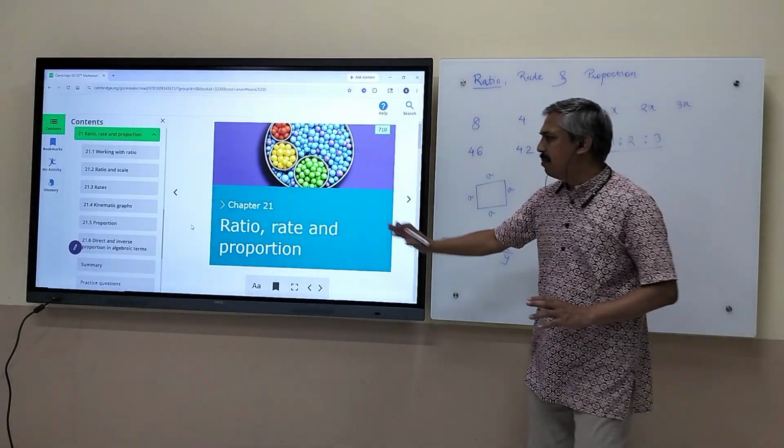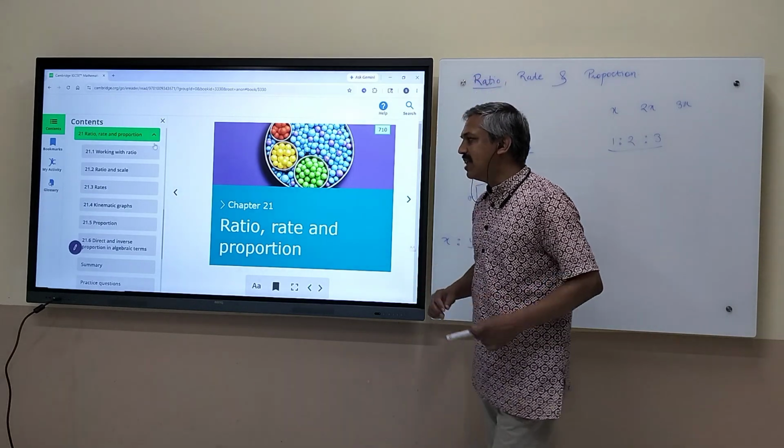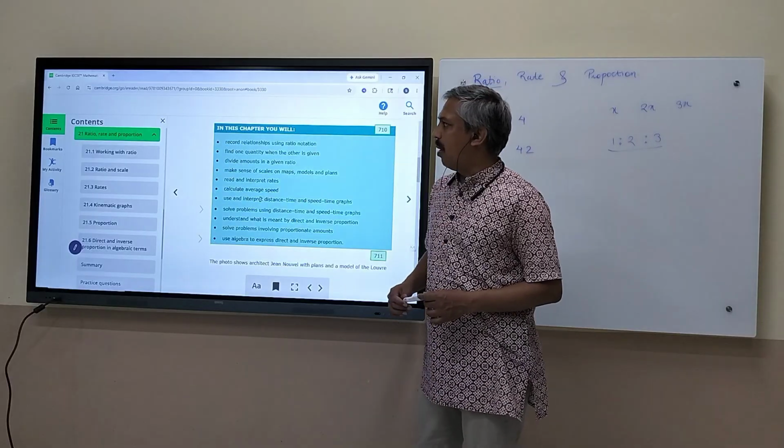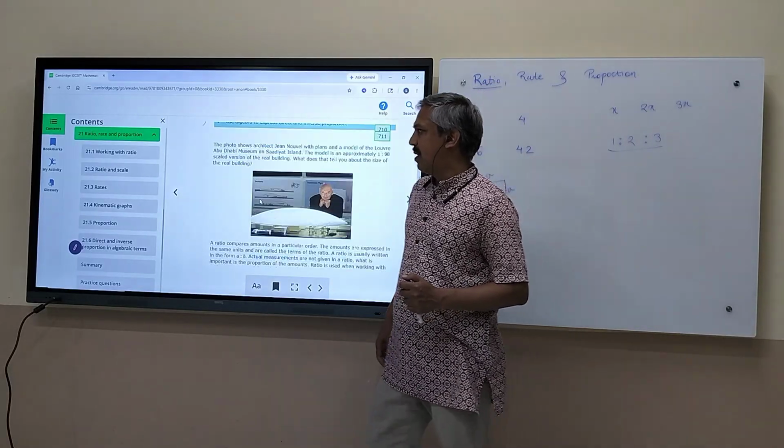Now let's just see some problems based on this, and we'll see how we can work with the ratio. So the first topic is working with the ratio.